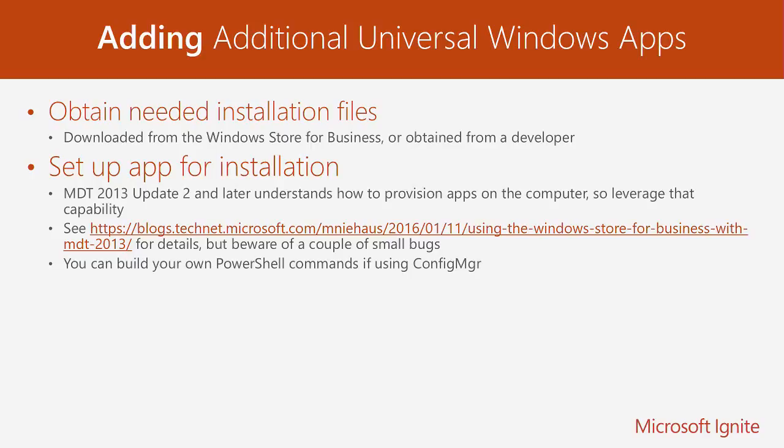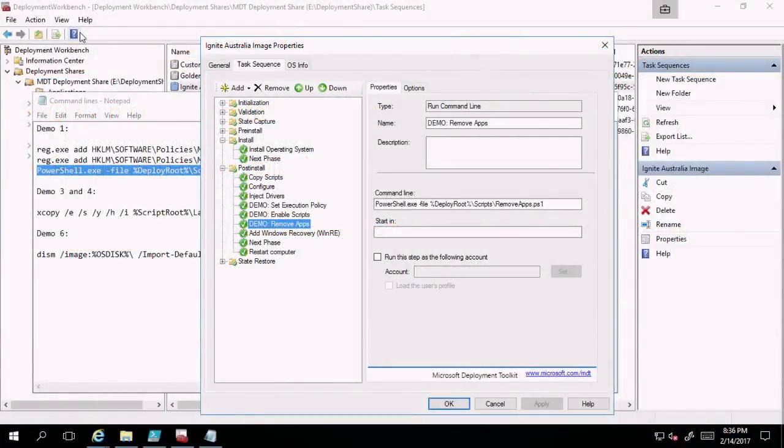There was logic added to MDT 2013 Update 2 to support the installation of these apps. So you just specified the name of the AppX file, and MDT would know that, oh, I need to build a DISM command line to install this for you. It was somewhat broken in MDT 2013 Update 2, fixed in MDT 8443, so that they now will install successfully. So let's look at this starting from the perspective of the Windows Store for Business.